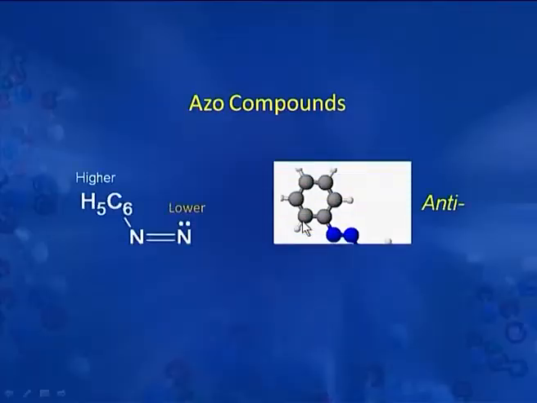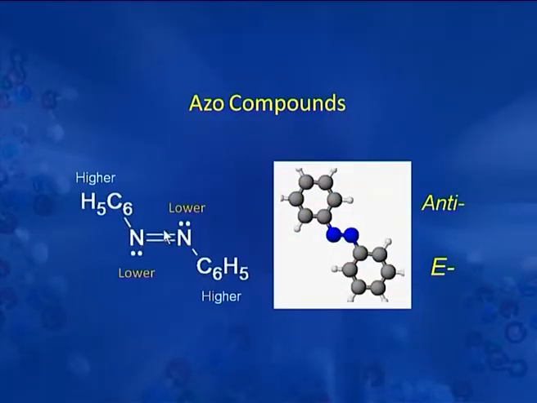We can take the example from azo compounds also. In azo compounds, each of the nitrogen has got one pair of electrons and one phenyl group here. The phenyl group obviously gets the higher priority over the lone pair of electrons, and the groups getting the higher priority are across. So, this particular isomer is also assigned E configuration.